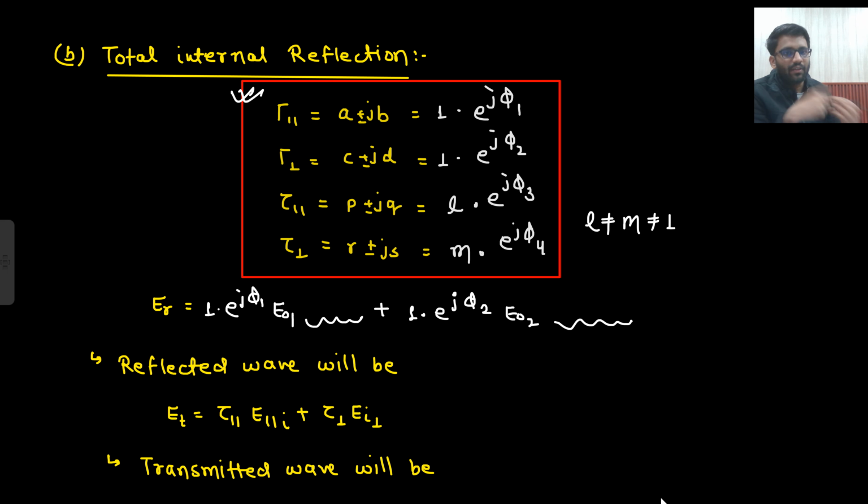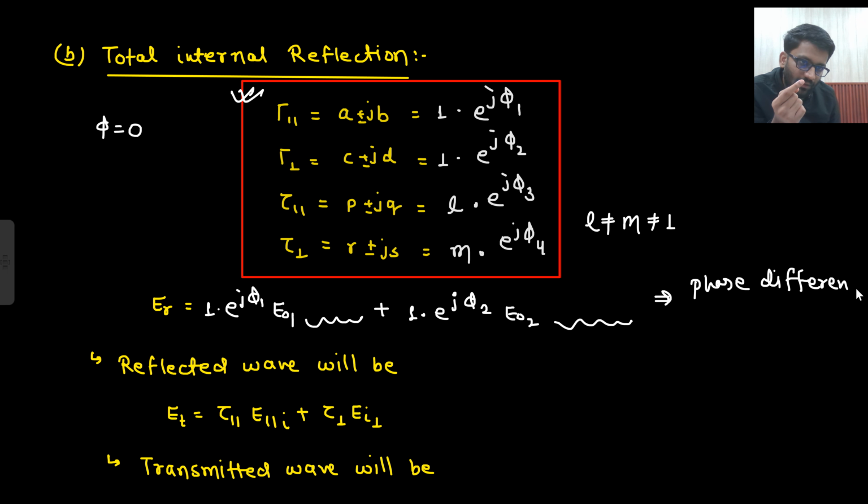So previously your phase was 0. Previously we had considered phi is 0. But now the phase is disturbed. Here the phase difference is phi 1 minus phi 2. So your reflected wave, here I can say that the phase difference is disturbed. That means your reflected wave will be elliptically polarized.